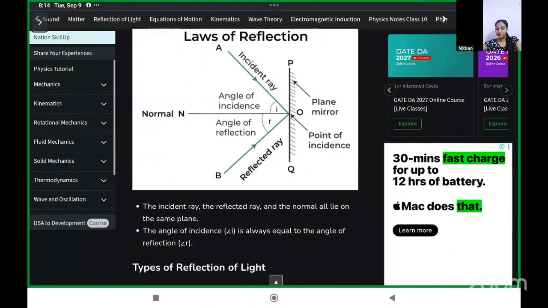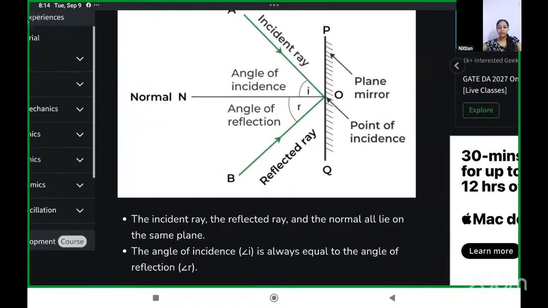Put the heading laws of reflection and write down these two rules. I'll give you this diagram to draw with the angles of reflection at home today. Please write this down. Write down the two rules.